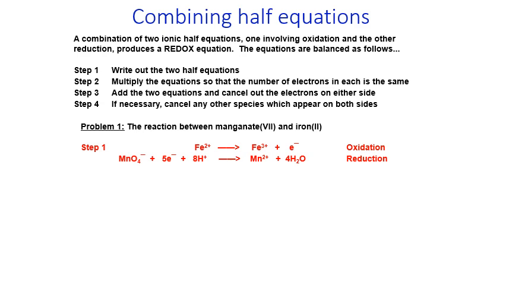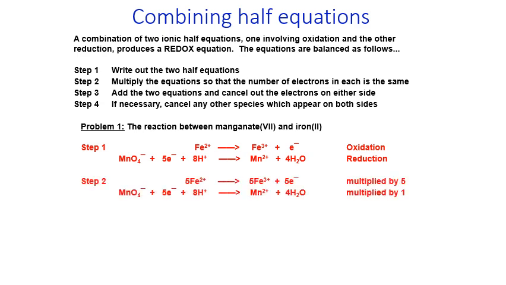So what we're going to do is multiply the top row by 5. That way we have 5 electrons which we can cancel out. There we go, that's what we've done now. So now the top row has become 5 iron 2+ giving 5 iron 3+ and 5 electrons. And you'll notice now you have 5 electrons on the top and 5 electrons on the bottom, which can now cancel out.